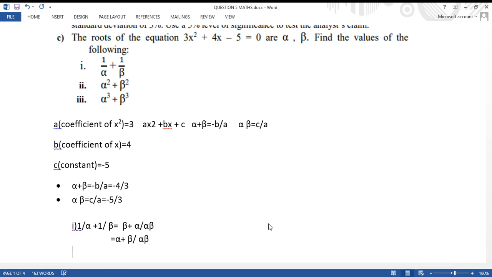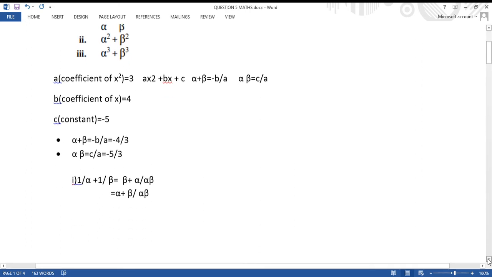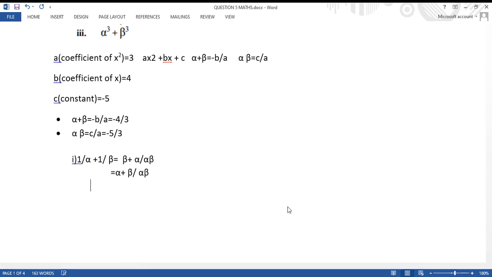Yes. So now here, this is where we can just do the rearranging. Okay. So we're going to say alpha plus beta, right? Alpha plus beta is negative 4 over 3, right? Negative 4 over 3, divided by, all right? Yes.